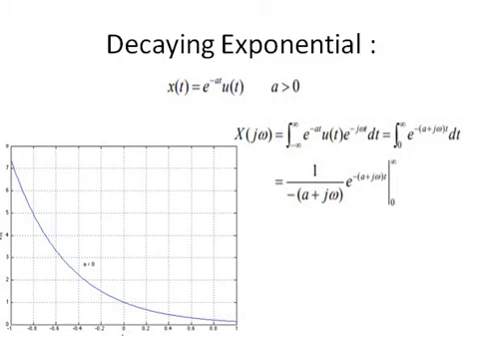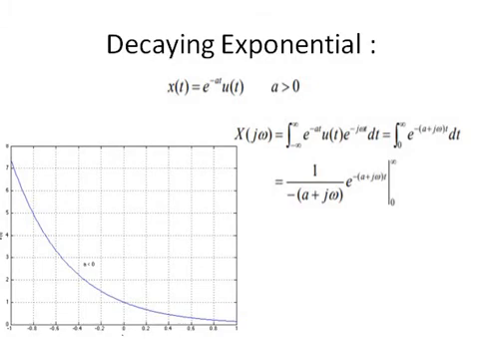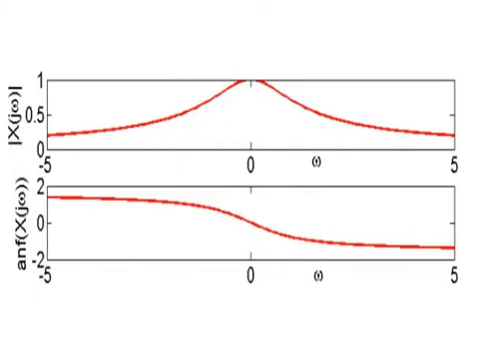If we plot this, 1 by minus a plus j omega times e power minus a plus j omega t, then we will get a graph similar to this, where the signal will increase in the negative axis and then decrease in the positive axis.